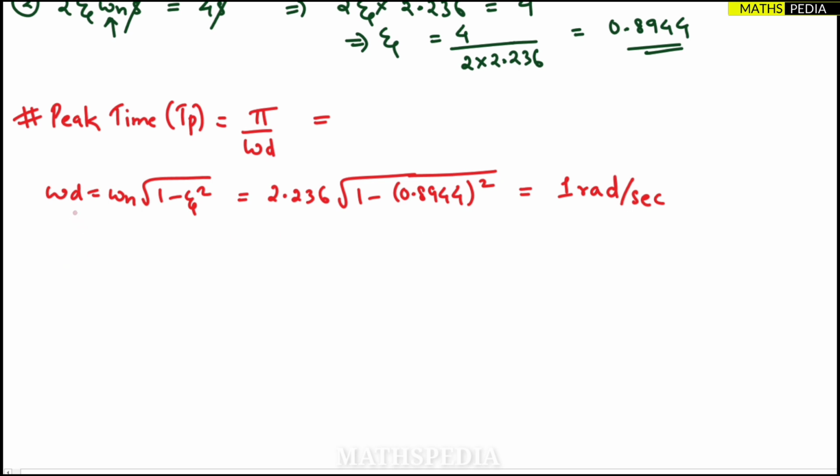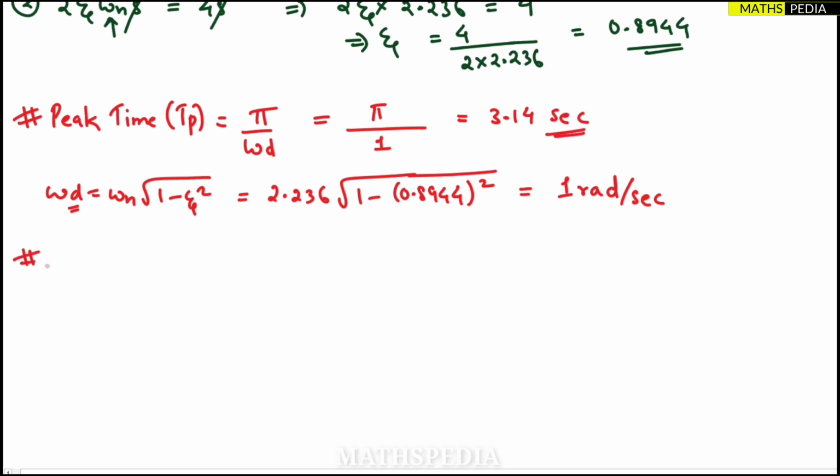The unit is very important. Omega d is nothing but the damped frequency. Omega n is the natural frequency. Okay. Now we can substitute pi by omega d value, which is 1. So you'll be getting the TP value as what? 3.14, that is 3.1 seconds.